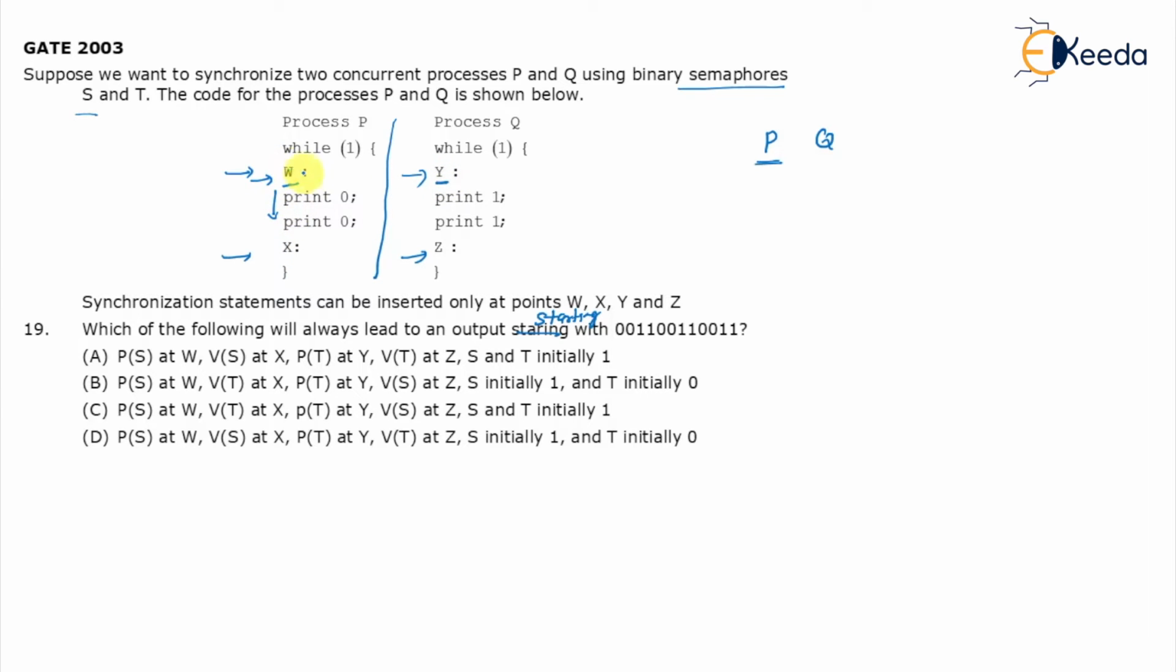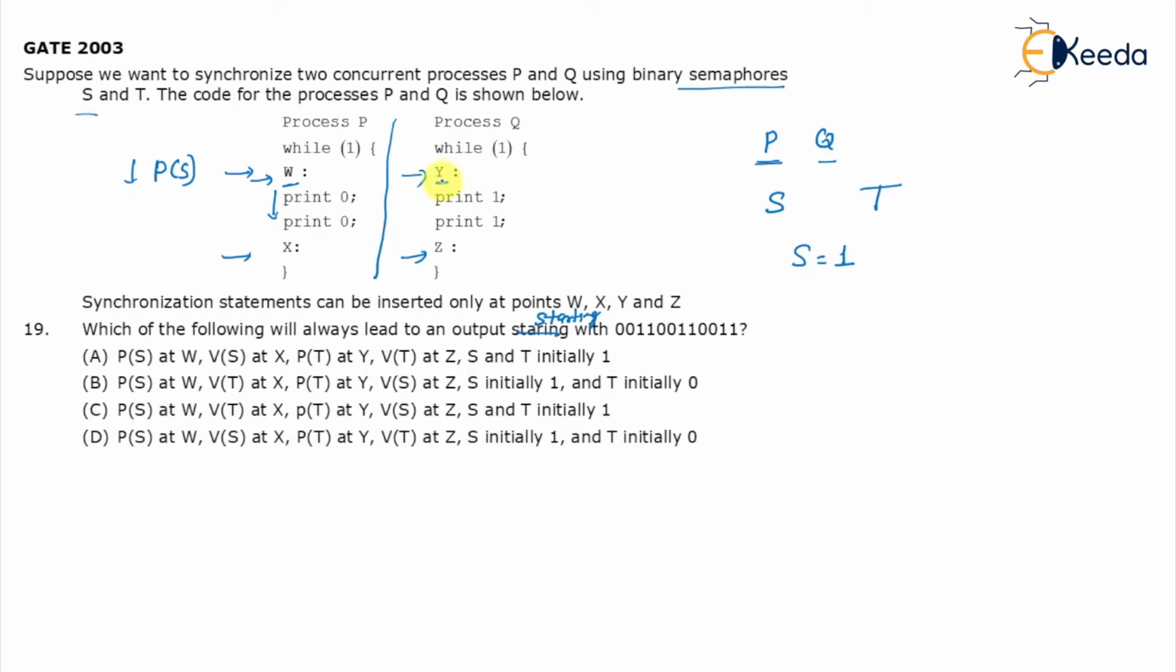Now if I take the values here, PS at W, VS at X, and PT at Y, and VT. We have to synchronize these variables in such a way that it prints 0011. So S and T are the semaphores, P and Q are the processes. Now what can be the answer here? If I execute a P on S, it should be successful. For that, I have to assign the S value equal to 1.